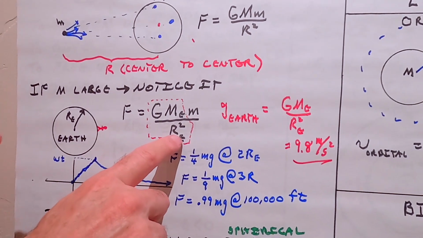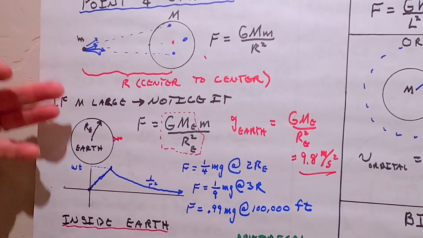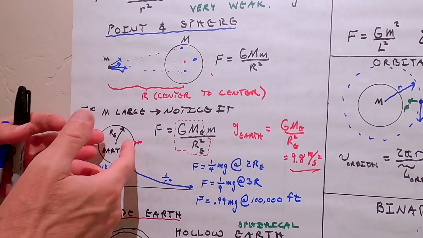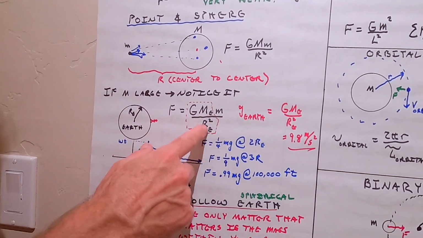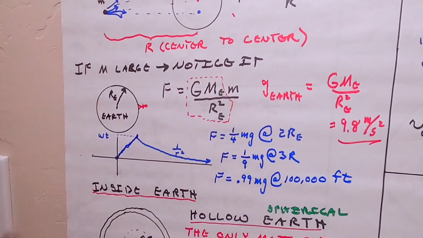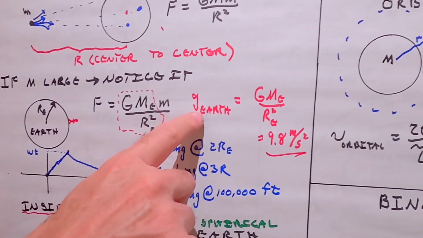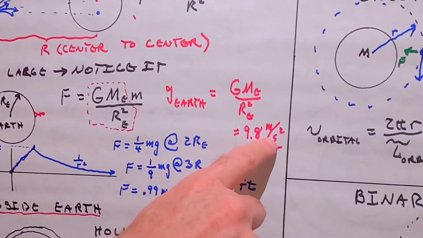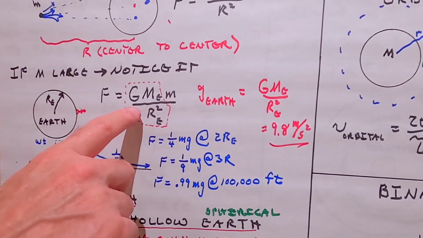Well, the radius of the Earth might change a little bit when you go up to the mountains, but compared to the size of the Earth, you don't even notice it. So all of this is pretty much constant. And if you plug in the numbers, that would be about 9.8 meters per second squared. That's what we called the G before.